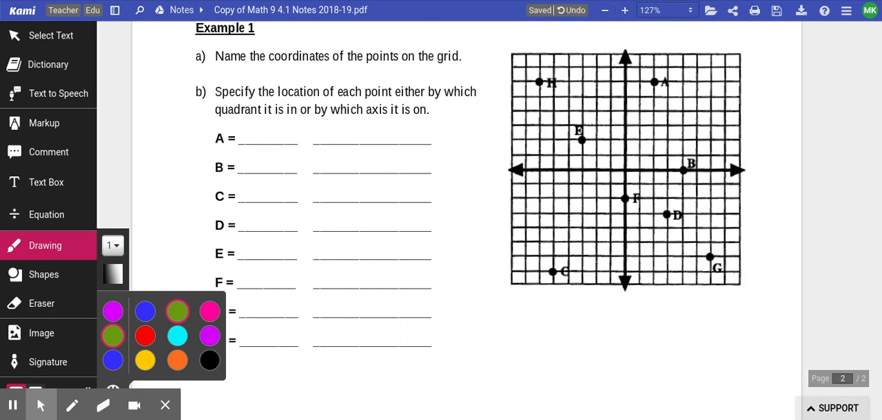Examples. That was getting points and then plotting them. We're now going to take points that are already plotted and see if we can write out the values of them, or the coordinates of them.